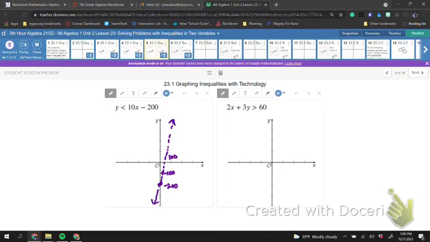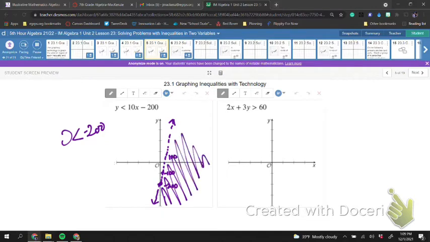And let's test the origin. Is 0 less than negative 200? Yeah. Or no. Nope. So the origin is not shaded. We have to shade the side that the origin is not on.